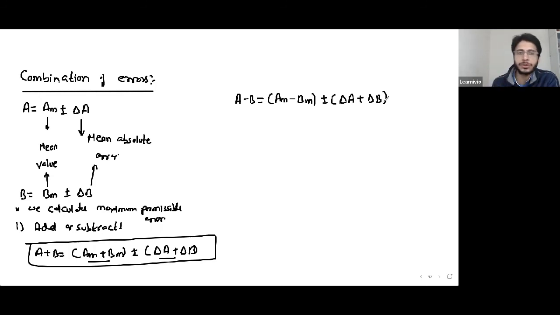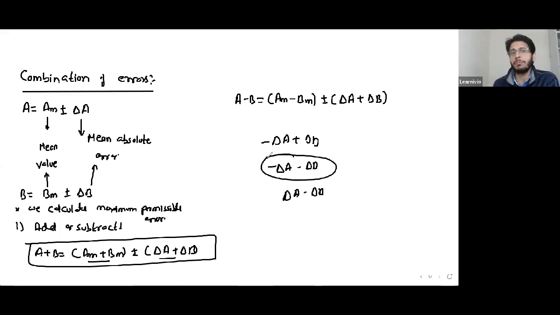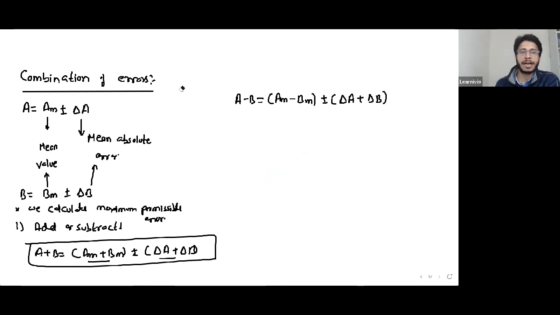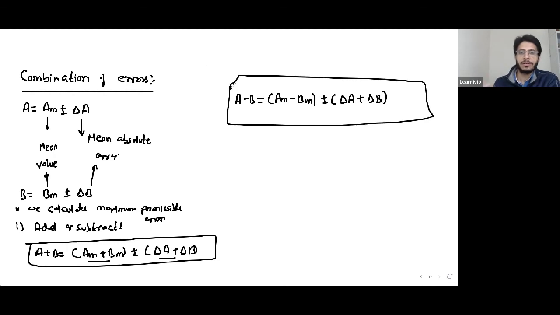You will have many options, like minus delta A plus delta B. If I open this, you will have minus delta A minus delta B, and delta A minus delta B. Out of these, I'm picking the one which is the maximum error. That's why I'm picking the maximum addition here. So remember, you will never subtract error. You will always add error, and you always calculate the maximum permissible error in the quantity.